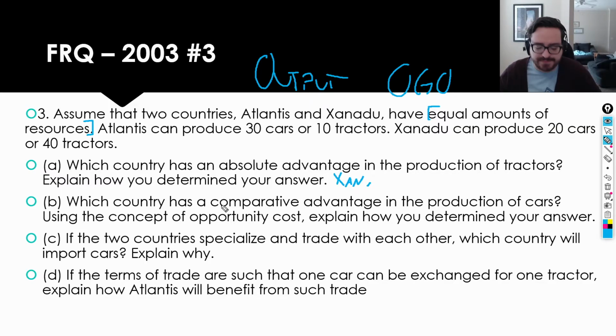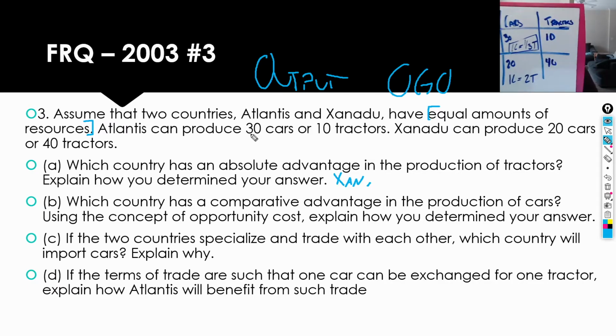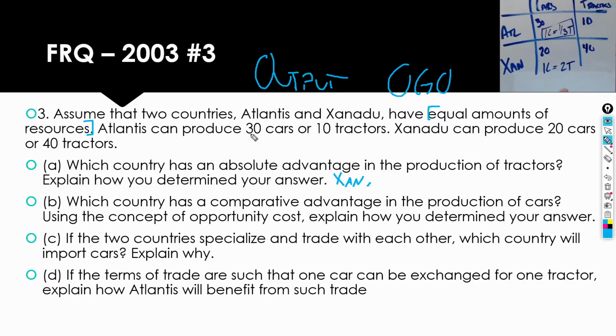B, who has a comparative advantage in cars. Okay, I'm going to find the opportunity costs here. Opportunity cost of one car is other goes over. So if I'm looking in the table, I got cars, I got tractors. I go other number, 10, goes over my current number, 30. So the opportunity cost of a car for Atlantis is a third of a tractor. For Xanadu, the opportunity cost of a car is other goes over, 40 over 20, should be 2. So I've got one car is 1/3 of a tractor, one car for 2 tractors.